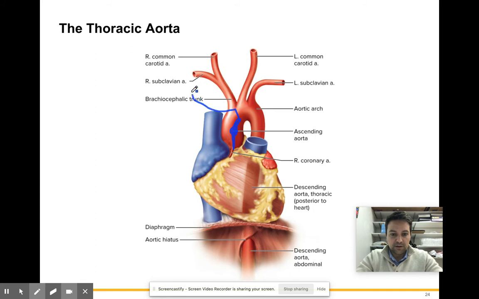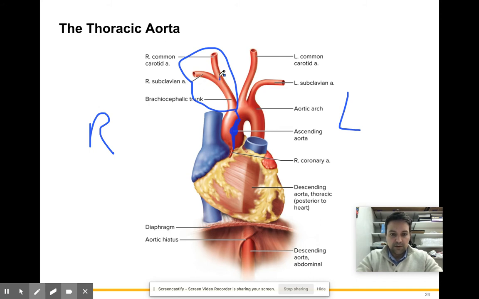And this whole thing is the brachiocephalic region, that whole area. This brachiocephalic region is on the right side. Remember, this is the right, and this is the left. This brachiocephalic region is going to break up into two parts.